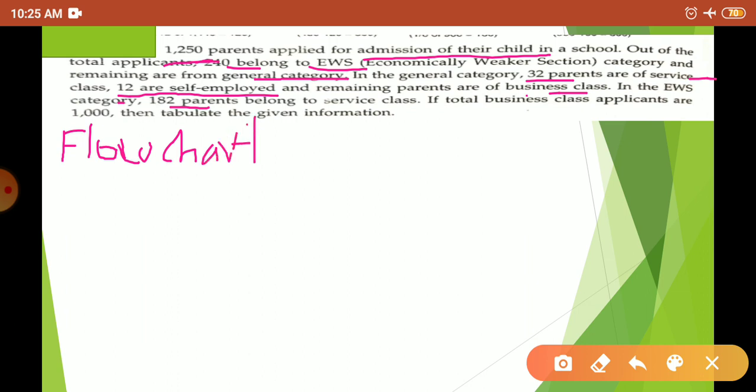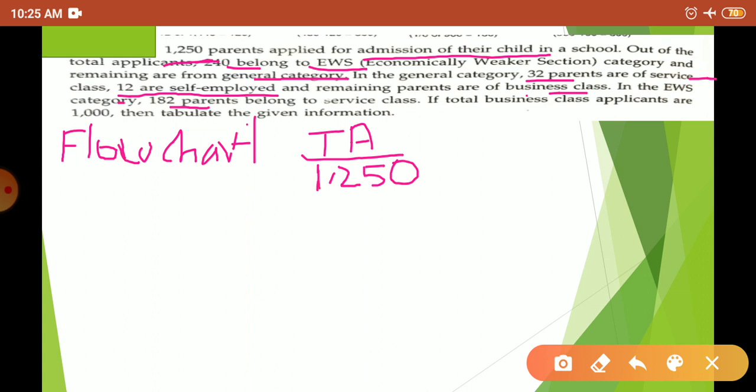Okay, so what is given here? How many total applicants? So here, first of all, the heading will be total applicant for admission. Total number of applicants is 1,250.